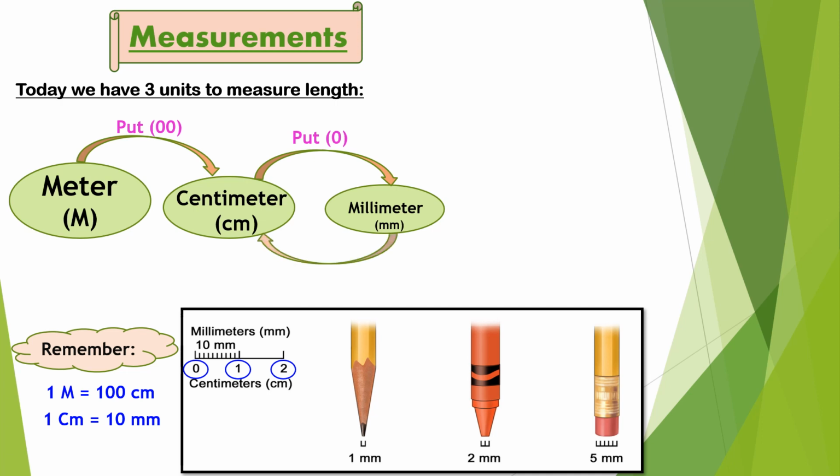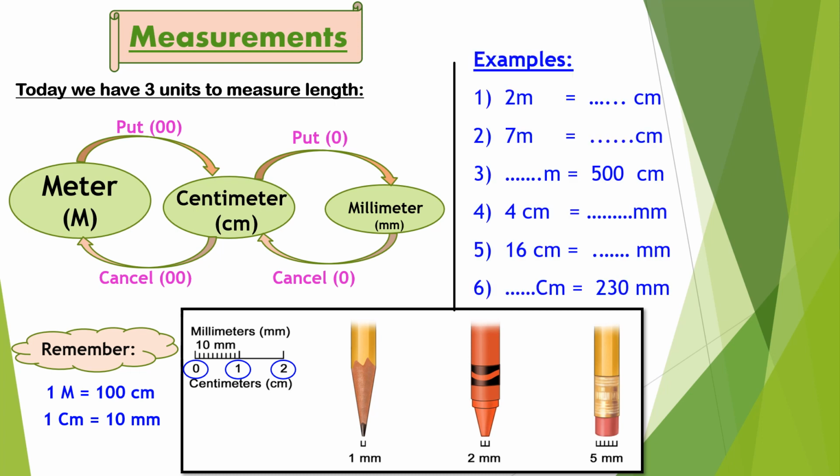In the opposite direction, if we want to convert millimeter to centimeter, it means from the smallest unit to the greatest unit, we will cancel 0. And if we want to convert centimeter to meter, we cancel 2 zeros, 2 zeros, because 1 meter equals 100 centimeters.